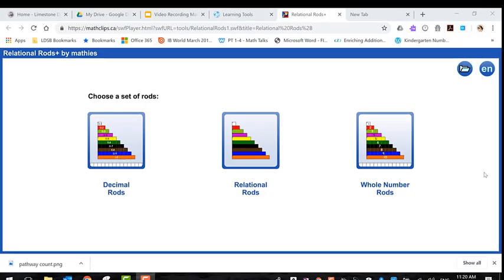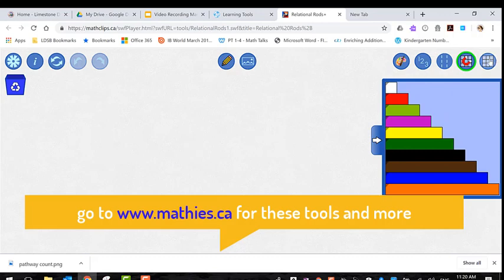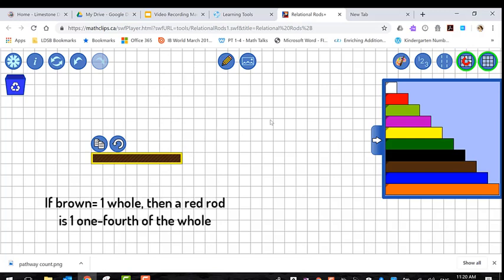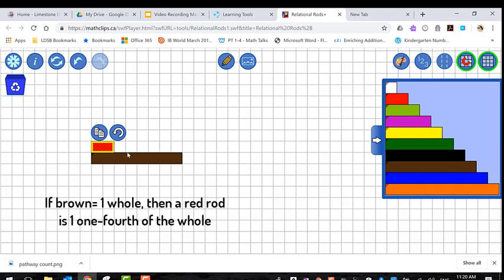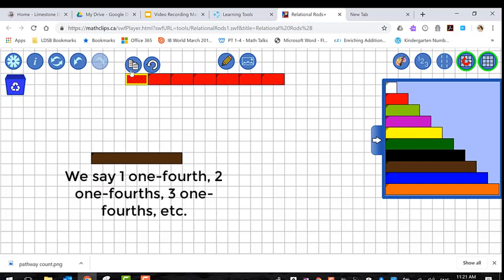A really impactful way for students to understand unit fractions is by counting by unit fractions. So we're going to go into the Matthews app and go into relational rods. We're going to bring ourselves a grid and we're going to represent a whole. In this case, we're going to use the brown rod because we've done a lot of work with relational rods before, and we've used this brown rod as our whole. From some inquiry into this, we know that a red is worth 1/4 of the whole. So we're going to take this 1/4 unit, duplicate it, and Prisha and I are going to start counting by unit fractions.